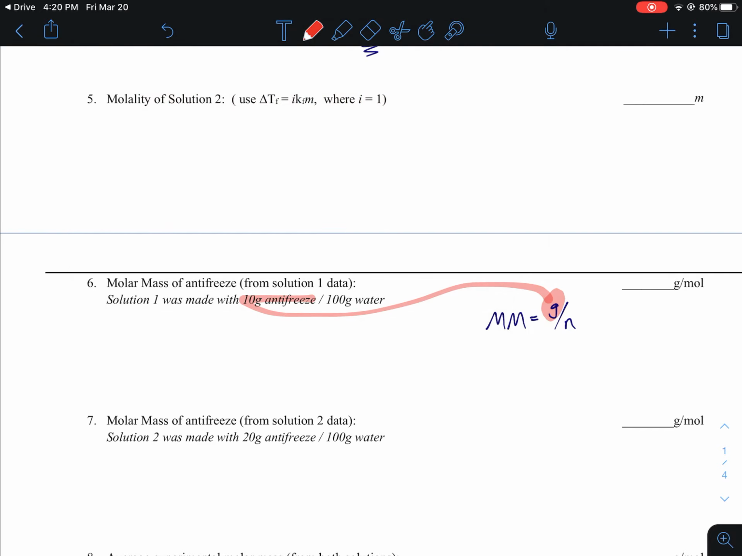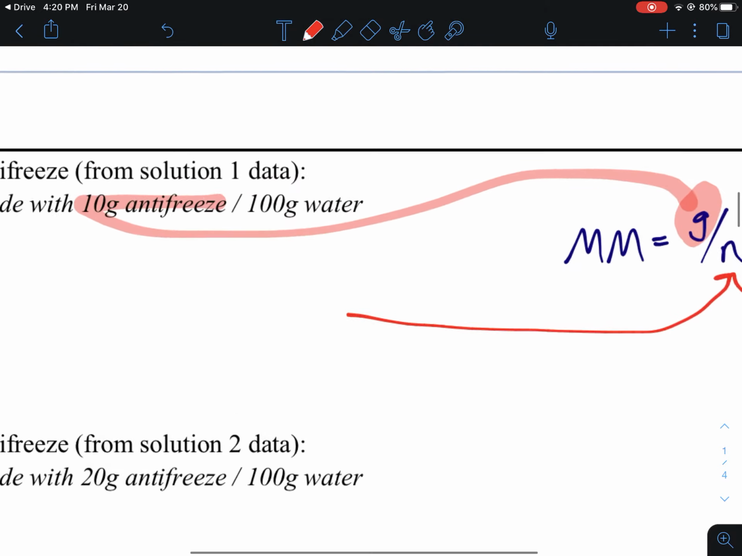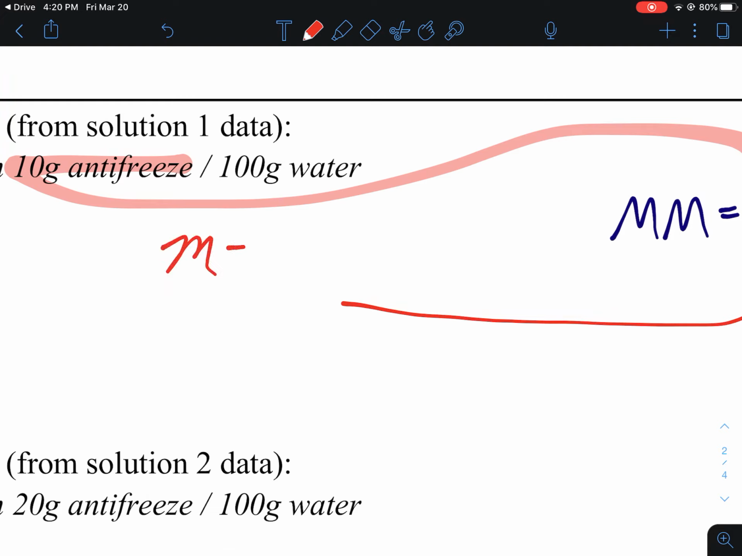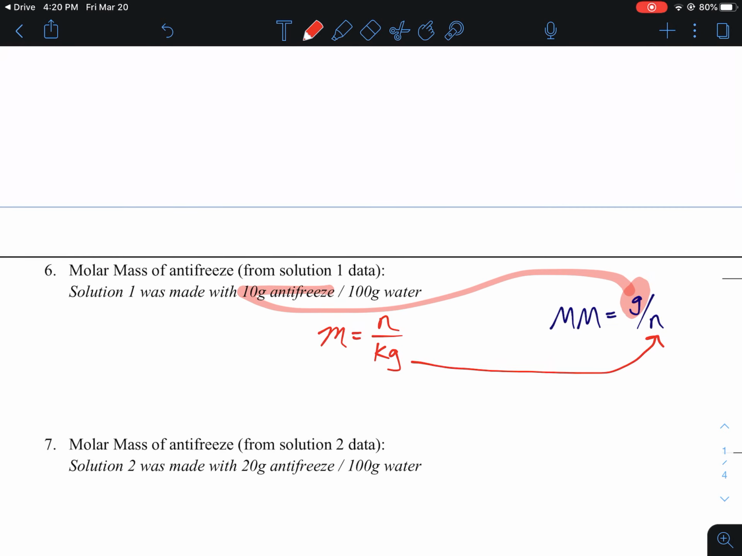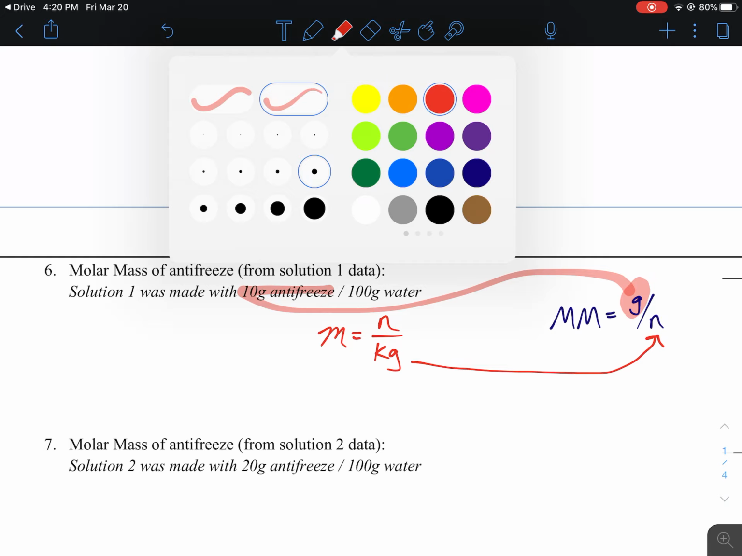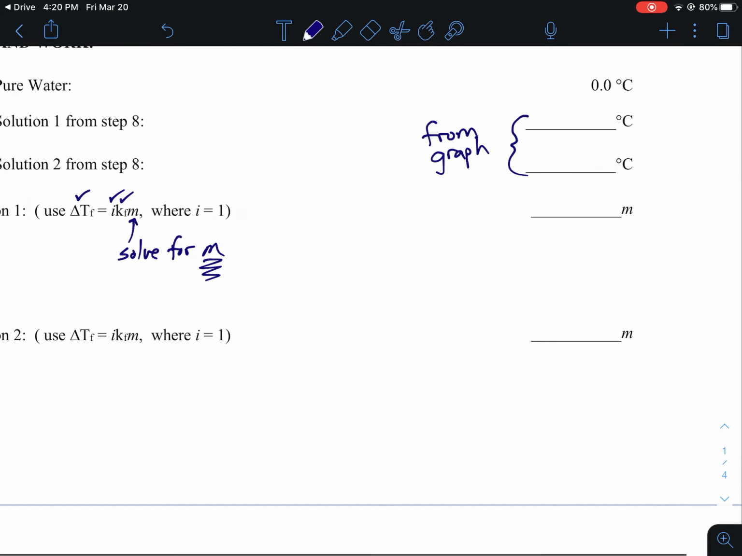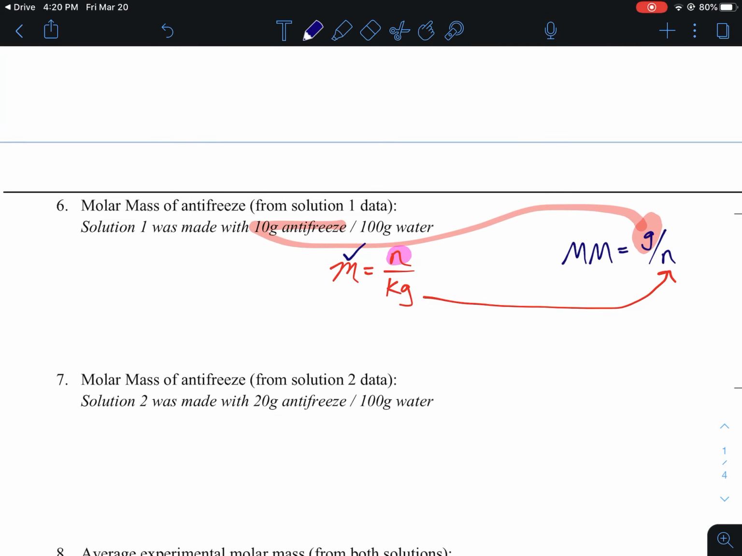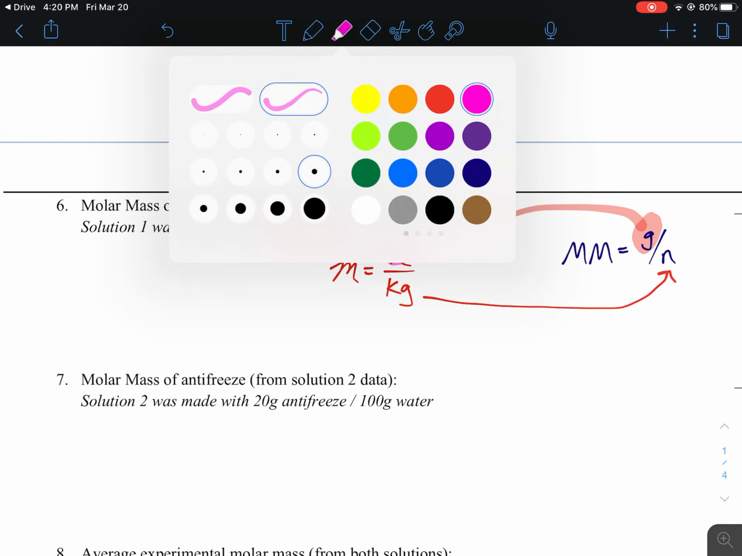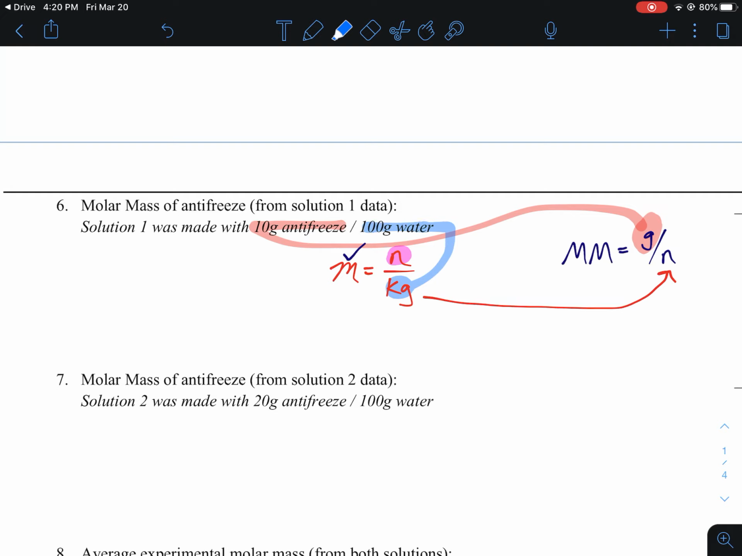The thing is, you're going to have to somehow figure out moles, right? How do you get moles? Well, remember, molality is moles over kilograms. Okay. So you'll be able to get the moles because you are going to have molality from the previous page. You'll have it right here. Okay. And kilograms, the kilograms we actually know from the way the solution was prepared. We know the kilograms of solvent that we used.